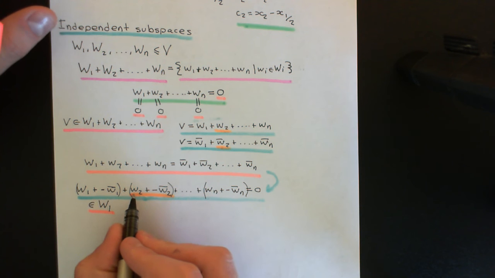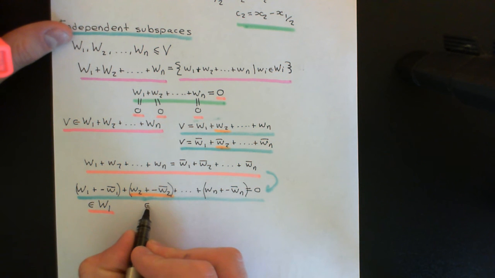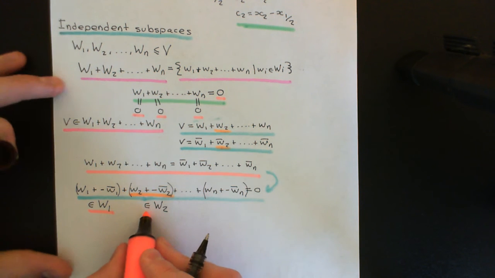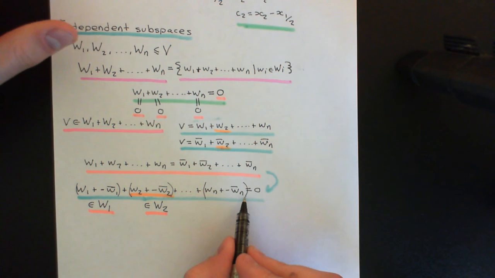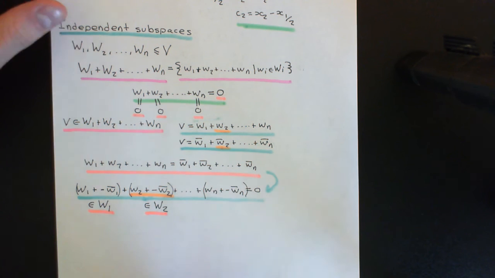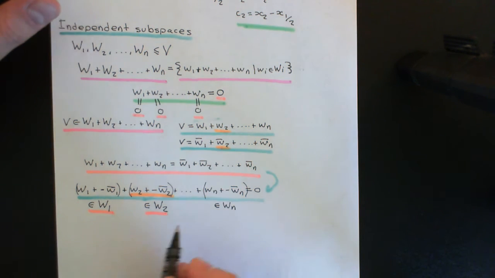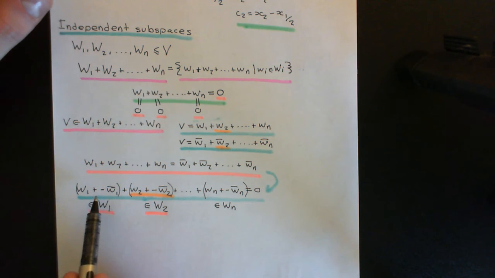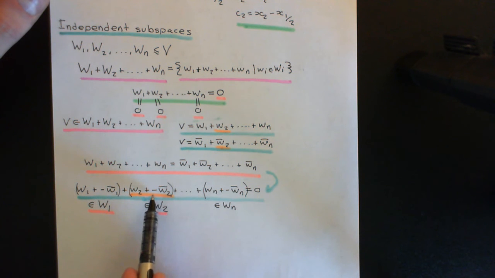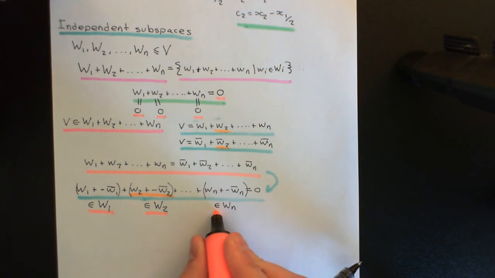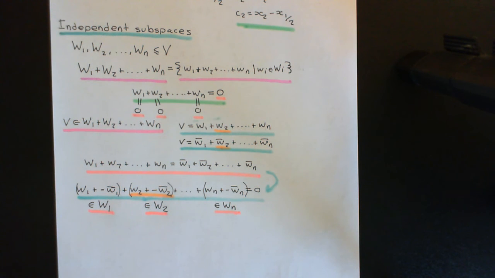Okay, so here we've got W2 plus the additive inverse of W2 bar. Of course, that will be an element of capital W2. And we continue on all the way down here where we've got Wn plus the additive inverse of Wn bar, and of course that will be an element of capital Wn. So here we have something of the form an element of capital W1 plus an element of capital W2 plus all the way up until we've got an element of capital Wn. And the important thing here is that it's adding together to give the 0 vector.